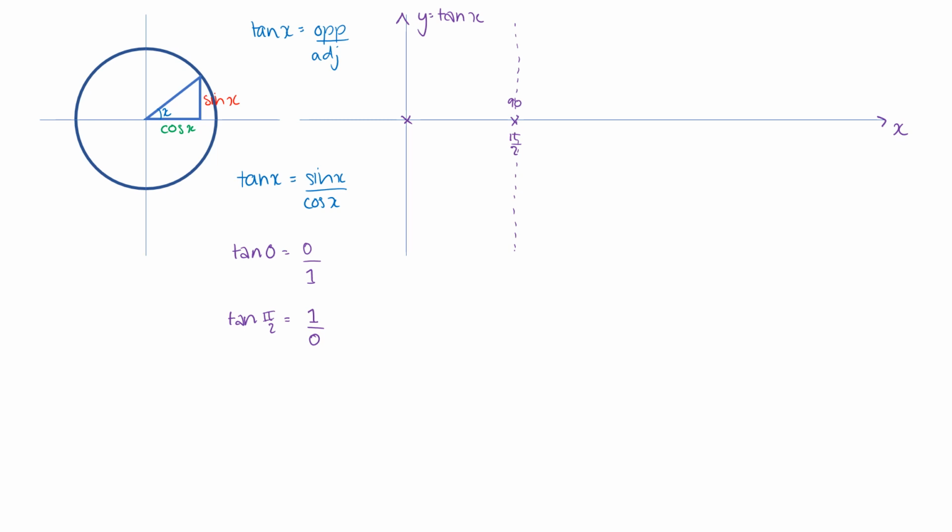Again, we could look at tan of pi or 180 degrees, and we get this pattern again, except we end up with a minus here. So for 180 degrees, sine is 0, cos is -1. So we get another 0 at pi or 180 degrees.